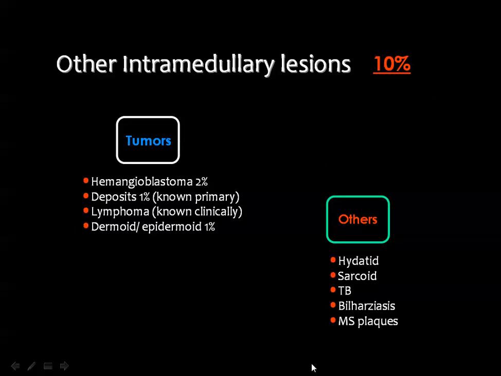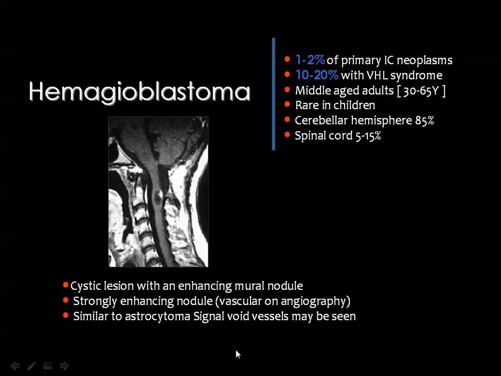Then we have the remaining 10% of intramedullary lesions, which include the hemangioblastoma, metastatic deposits, lymphoma, dermoid, epidermoid, and some of the inflammatory lesions like hydatid cysts, sarcoidosis. You remember sarcoid, TB, and bilharziasis. I have explained these lesions in the section on spinal infection, and also you can remember the presence of MS plaques inside the substance of the spinal cord.